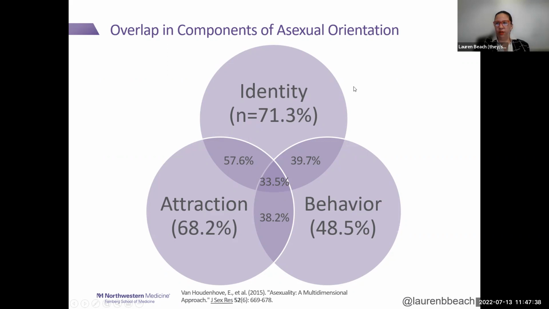About 1/3 of people in the sample said, I identify as asexual, I don't experience sexual attraction, and I do not engage in sexual behavior. And so what you see is actually a lot of diversity in terms of these intersections, about what it might mean to be included in the ace community in some way.